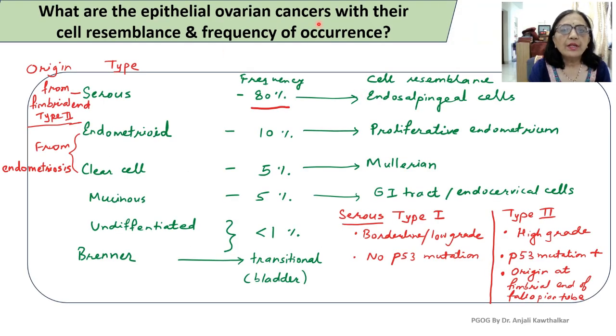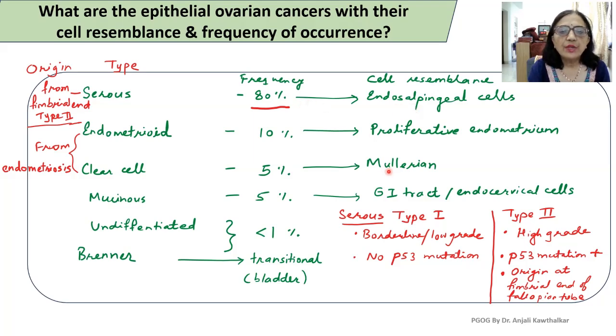What are the epithelial ovarian cancers, with which cells do these epithelial cancers resemble, and which is the commonest and which is the least common? If you are asked this question, which is the commonest epithelial ovarian cancer? What are the various types of ovarian cancer? Your answer should be serous is the commonest. It occupies 80% of all the epithelial ovarian tumors, serous tumors, which can be either benign, borderline, or malignant. Cell resemblance is with endosalpingeal cells or cells of the fallopian tube.